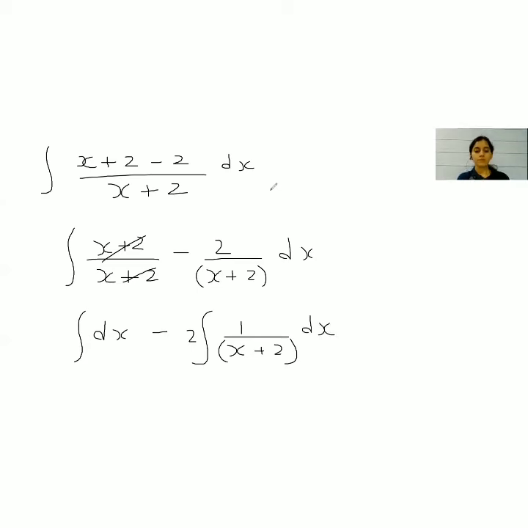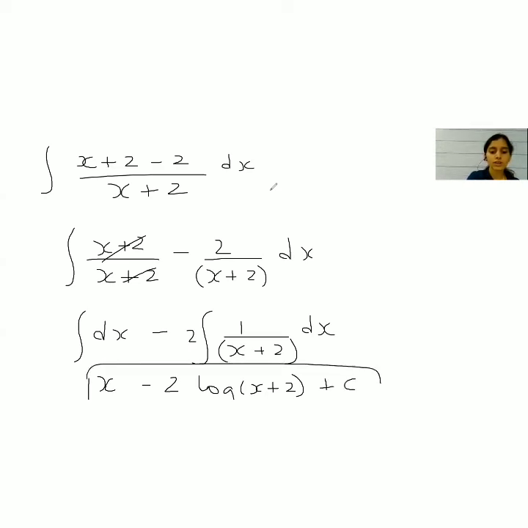So now what will be integration of dx? It will be x minus. Now 2 remains outside. What is integration of 1 upon x? It is log of x. So what will be integration of 1 upon x plus 2? It will be log of x plus 2. No coefficient with x, so no division, that is 1 is the coefficient. Plus c, constant term. That is your final answer.